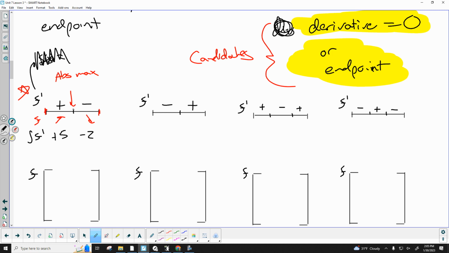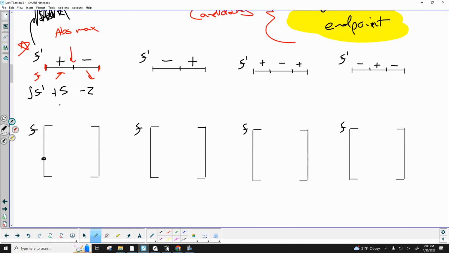This is still the max. This first point has to be the location of the min, because what I do is increase by 5, and then I just decrease by 2. I add 5 from here to here, and then I subtract 2 from there to there. This must be the location of the absolute min at an endpoint. That makes sense? That's pretty much what we're doing.